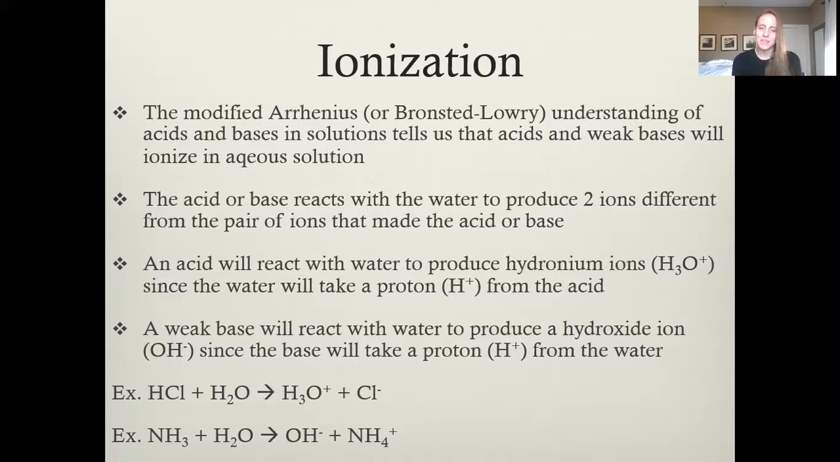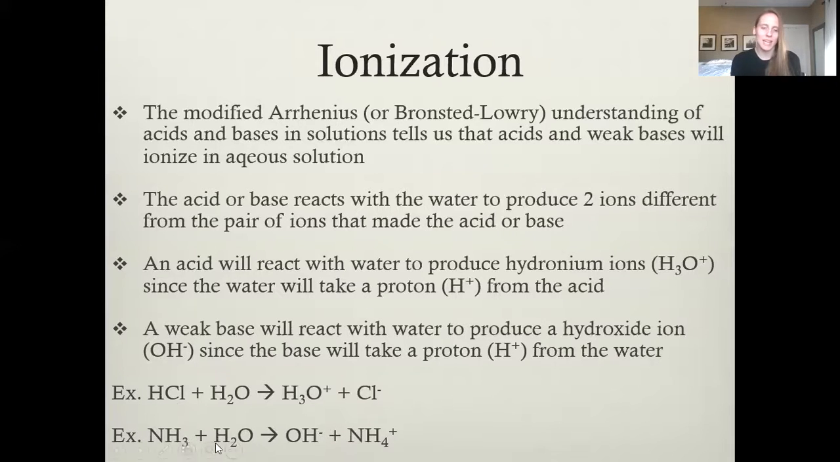An acid will donate, or give, a proton to the water, which is where the H3O+ comes from. With a base, the base is a proton acceptor and will actually steal a proton from the water, which is what then turns into the OH-. And we have some examples of those down at the bottom.